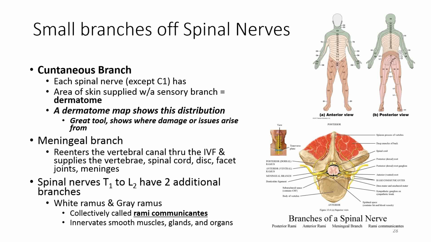Where you're looking at spinal nerves T1 to L2, so that's going to be the vast majority of these spinal nerves, are going to have also that white and gray ramus, which is called the rami communicantes. So you can see that right here, these two branches, so that's the rami communicantes. And so those are going to innervate smooth muscles, glands, and organs, and they're kind of hardwired into that sympathetic trunk, which is going to activate when you're having a fight or flight response.